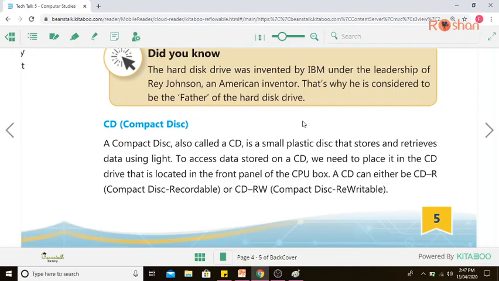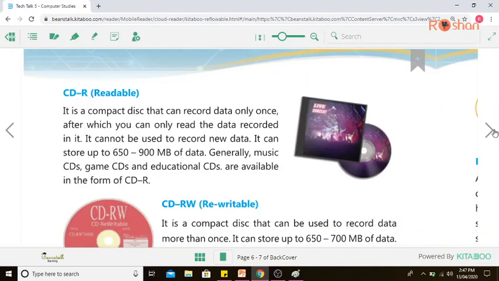First of all, what is the CD? I explained it to you, and it's very common. We can see CD-R available in most shops. Now, what does CD-R mean? It is a compact disk that records data only once, after which you can only read the data recorded on it.